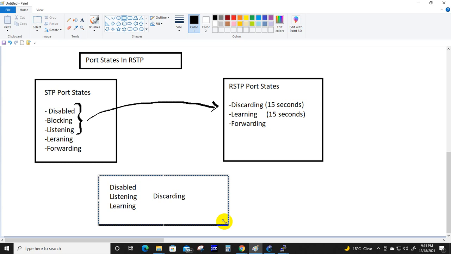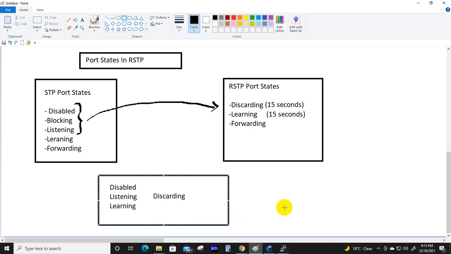We know initially in STP it takes 30 seconds to converge a new topology, and here in RSTP we are seeing that discarding is 15 seconds and learning is 15 seconds. Then how is RSTP convergence faster than STP? Okay, yes, sir, so we'll discuss it.